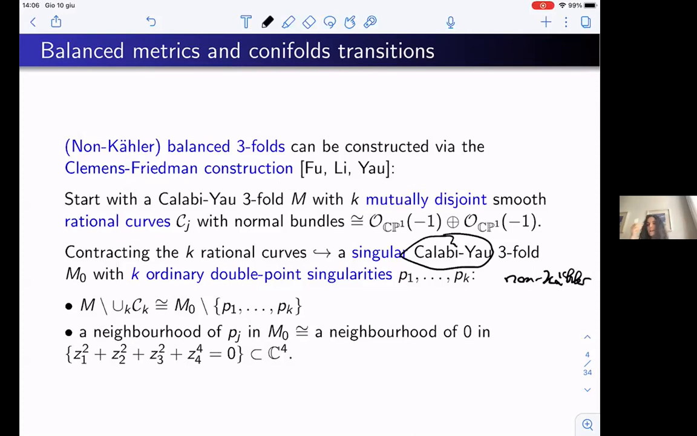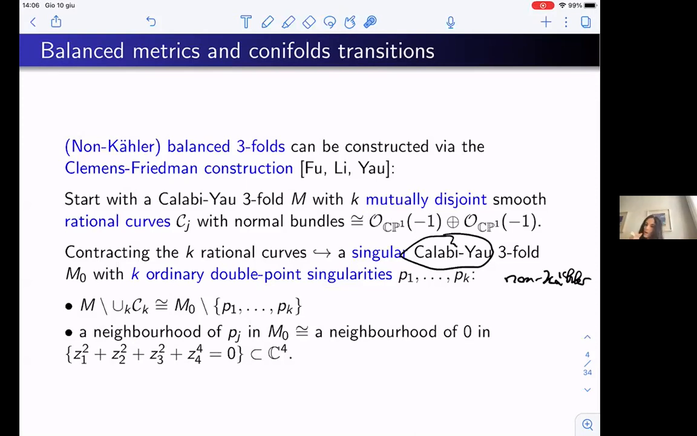So I introduce the more general case, just saying that you have a complex manifold of complex dimension 3, in this case, and you have a holomorphic non-vanishing (3,0)-form. And what we get is a singular non-Kähler threefold, let's say, with k ordinary double point singularities P1, ..., Pk, which you get by contracting the curves.